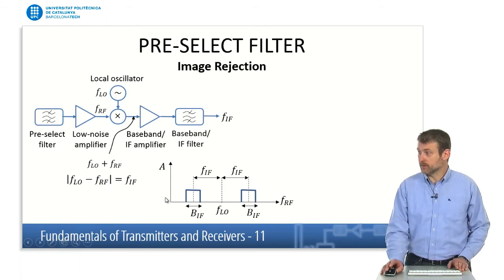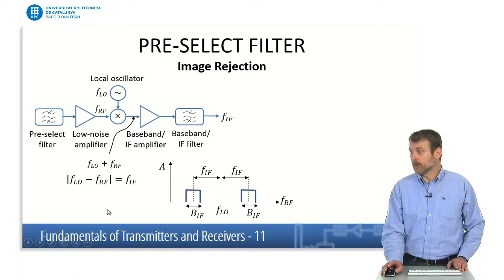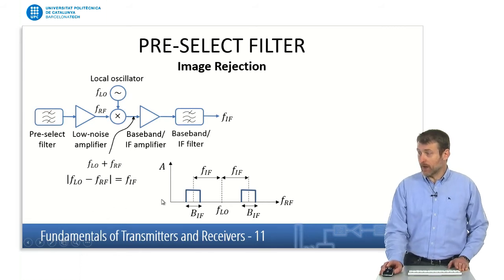This is graphically shown in this diagram. Right? We have the LO, we have the IF, and therefore we have two possible bands of RF frequency that can go through the system if we don't have this pre-select filter. Right? Now, as we have seen before, one of these bands, the lower band, will have spectral inversion, and the upper band will not have spectral inversion.